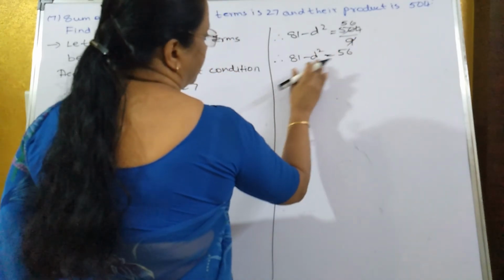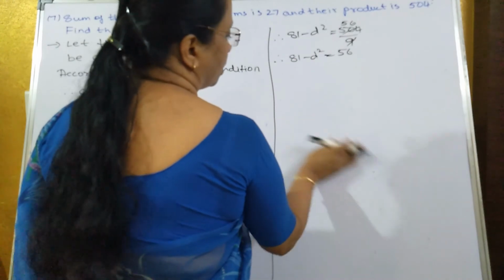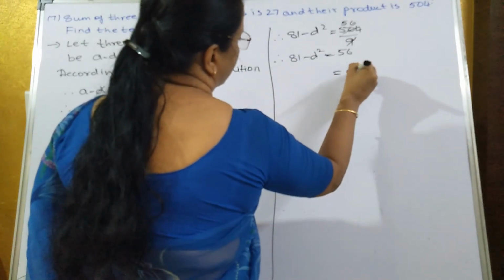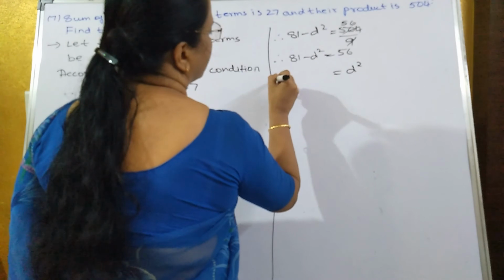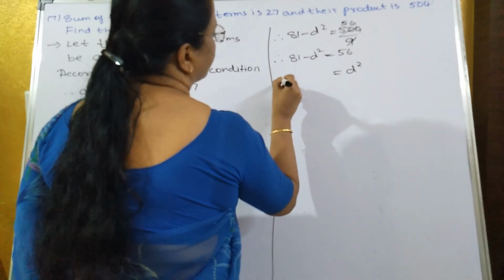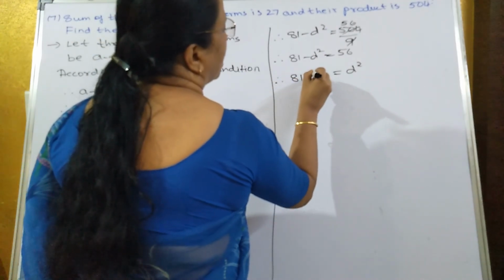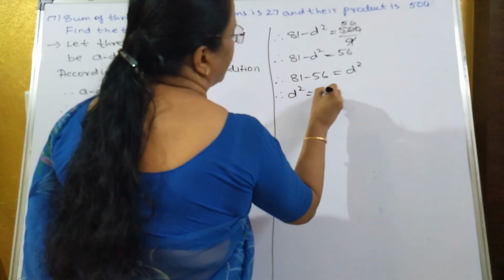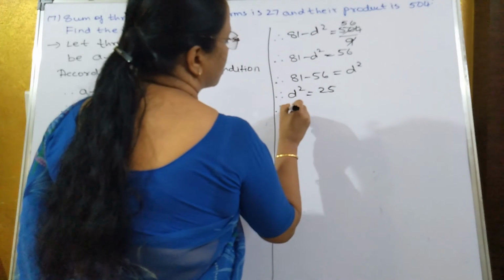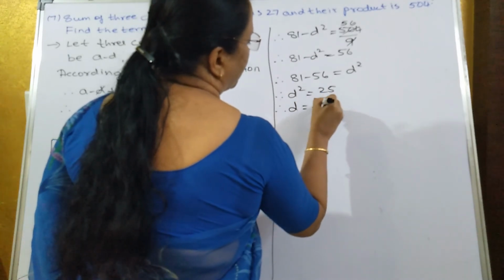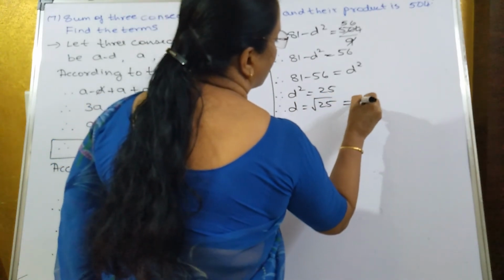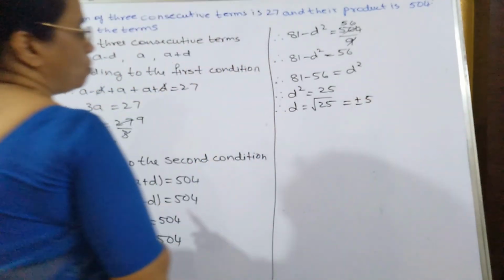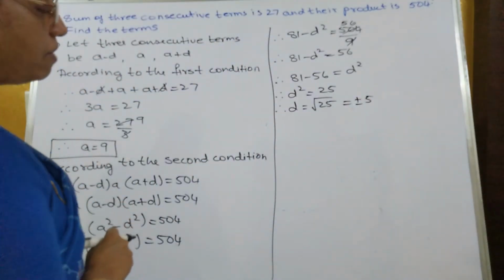Now take this D square on this side. So what it will become? Plus D square, and bring this 56 on this side. So what you will get? 81 minus 56. Therefore D square, when you subtract, you will get 25. Therefore D is equal to what? Root of 25, that's equal to plus or minus 5. So there are two values of D, that is plus 5 and minus 5.